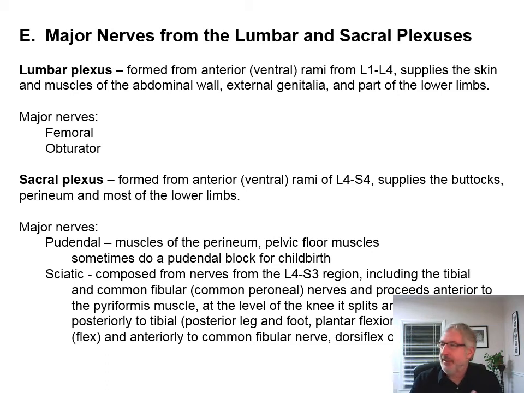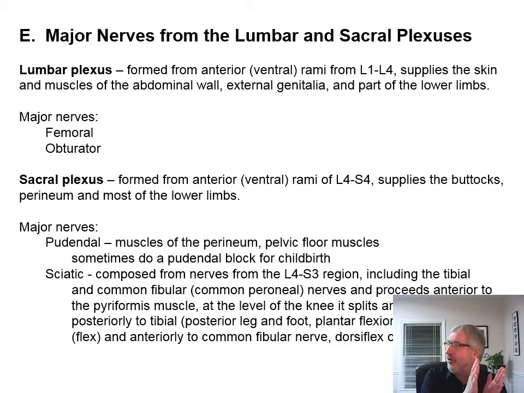Okay, so we're leaving the cervical and brachial plexuses behind and going on to the lumbar plexus. The lumbar plexus is formed from the anterior ventral rami from L1 to L4, supplying the skin and muscles of the abdominal wall, the external genitalia, and parts of the lower limbs.